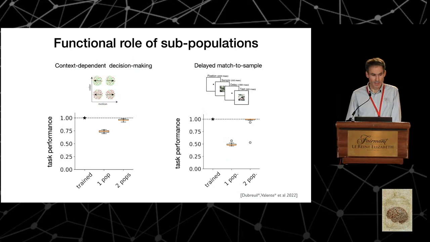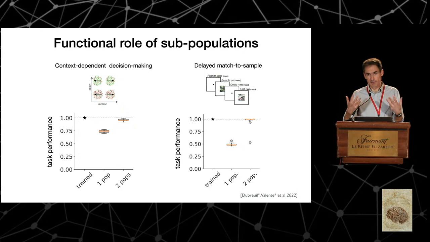We did this for these two flexible input-output tasks. What I showed you is that if we fit a single Gaussian and then resample from it, the performance drops quite a bit. But what we found is that if we just fit a mixture of two Gaussians and then resample from this richer distribution, the performance recovers basically to optimal levels. Okay, so this shows that this mixture of Gaussian clustering is a useful approach for describing networks that perform these tasks.